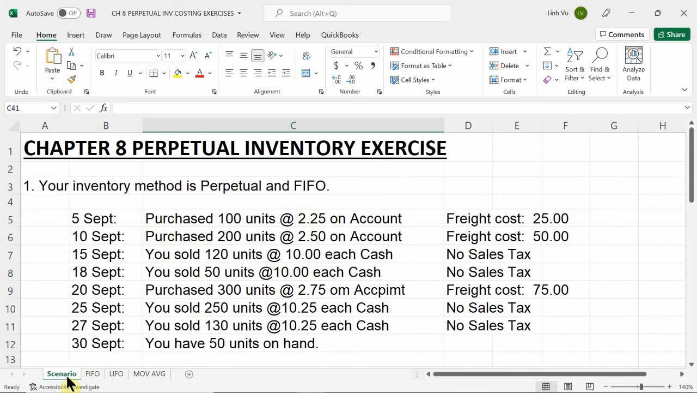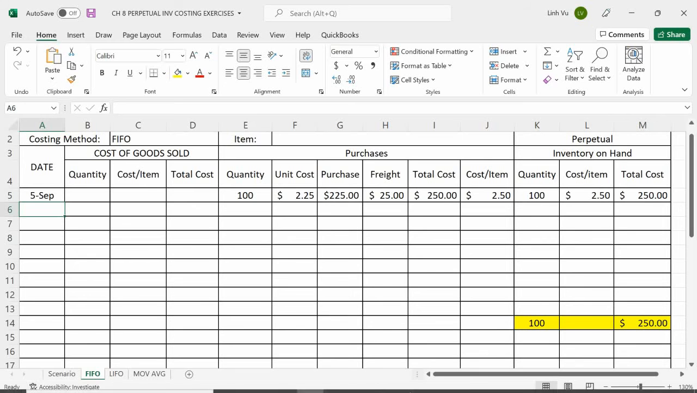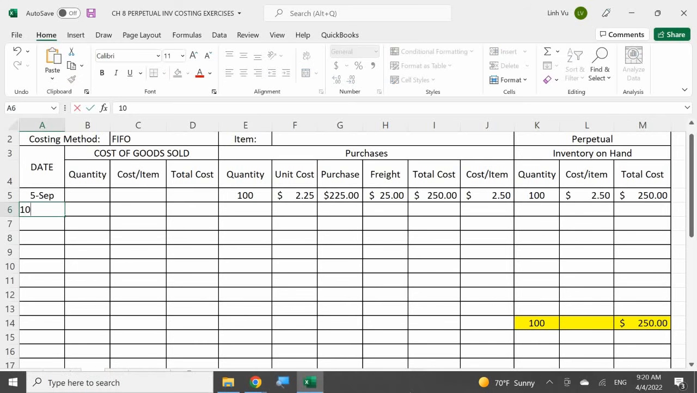All right, so then on September 10, we end up purchasing 200 units at $2.50 each with a freight of $50. Okay. So September 10. Skip over the expense here and go straight into the purchase here. So 200 units at $2.50 each with a freight of 50. So in this case, what's my total purchase price here?